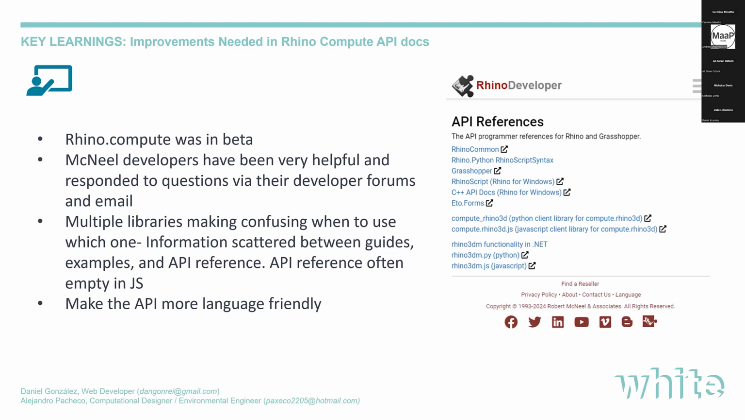But some of the things that could be improved is, for example, the fact that there are multiple libraries. The image you see on the right shows the libraries that you can use for interacting with Rhino. For example, there are 3 for Python, 2 for JavaScript. It was a bit confusing sometimes knowing which library you needed to use, what docs you need to read. So that's something that could be improved. The next point is making the API more language friendly, which maybe doesn't mean a lot, but I will try to show with the next slide.